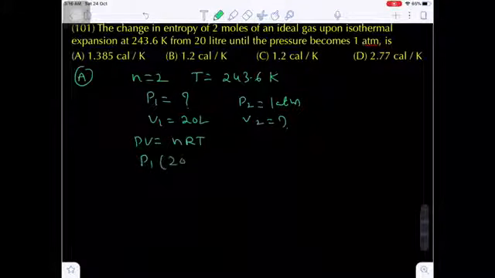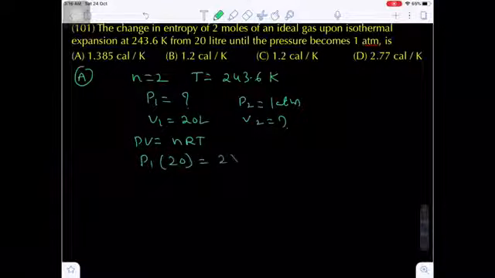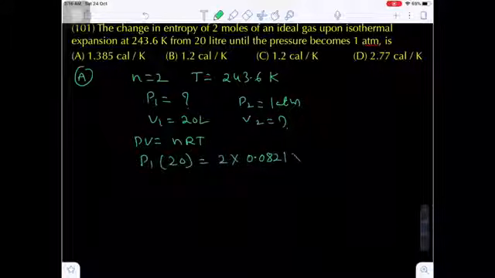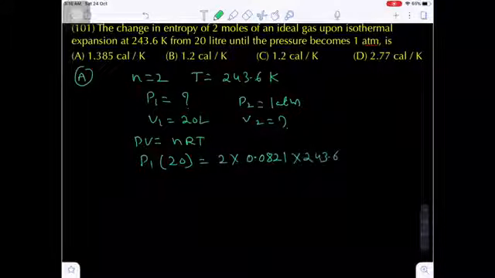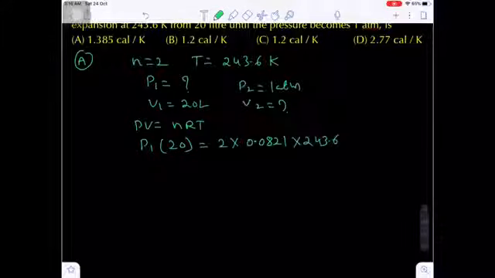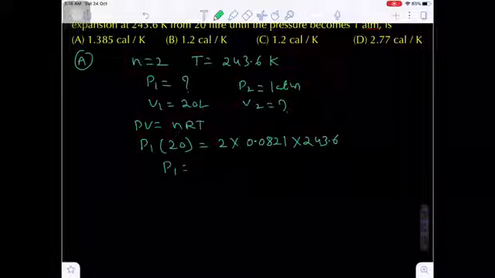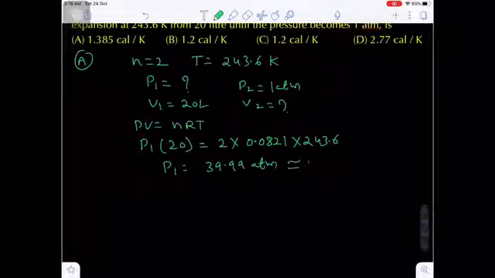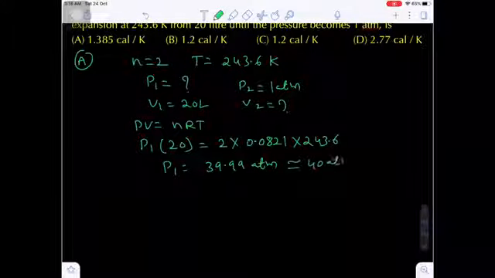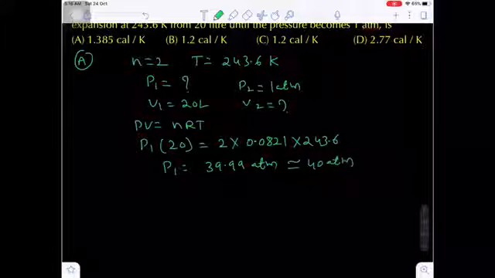So initial pressure P1 I don't know, but initial volume 20 liters, number of moles will be 2, R value 0.0821 liter atm mole inverse Kelvin inverse, and temperature value 243.6. From here we can find the pressure P1 value, which is equal to 39.99 atm. So approximately I am considering it as 40 atm.